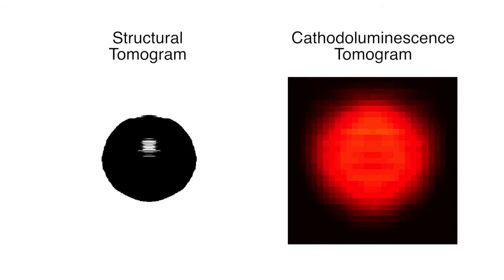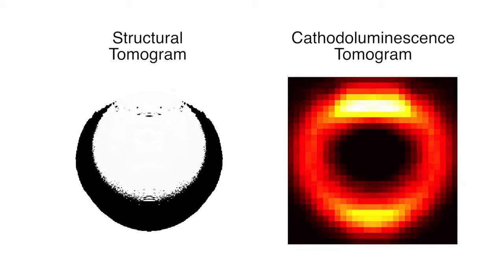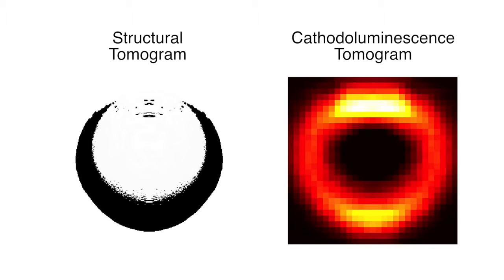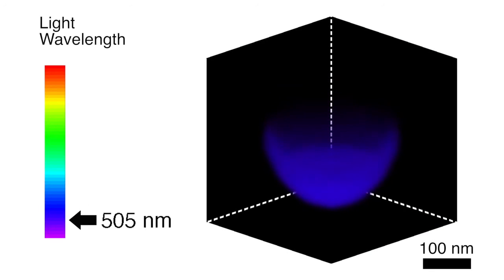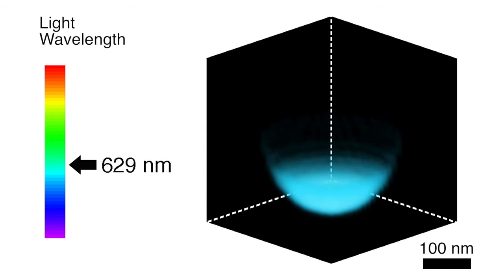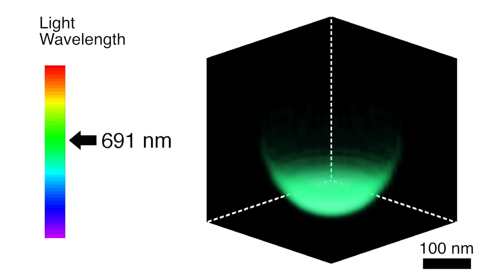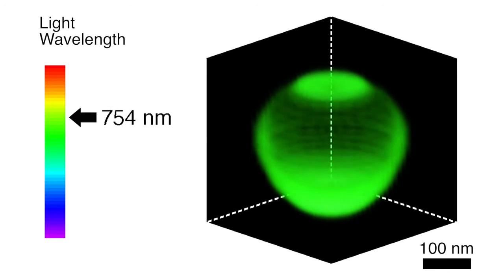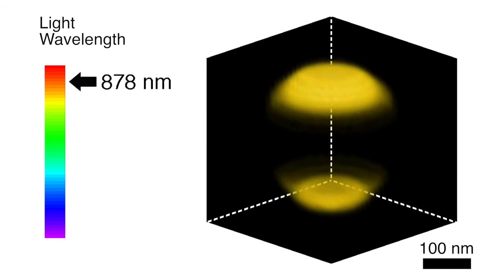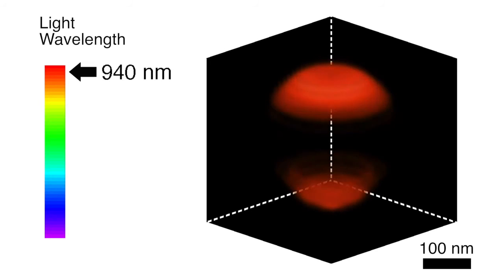Here's a cathodoluminescence tomogram next to a structural tomogram like the one we saw earlier. The cathodoluminescence tomogram shows us what parts of the crescent light up under the electron beam. Using information about the color of light emitted, as well as what part of the particle is emitting, we can make a different kind of 3D reconstruction that helps us visualize this particle in a new way with nanoscale resolution across visible and near-infrared frequencies.